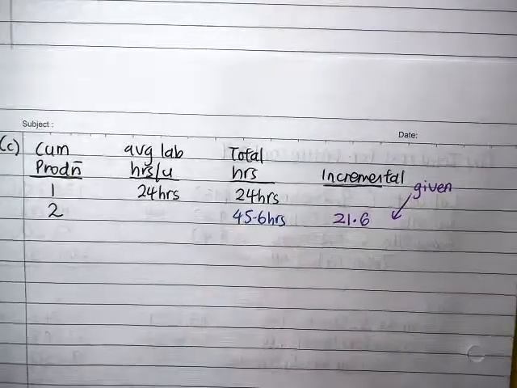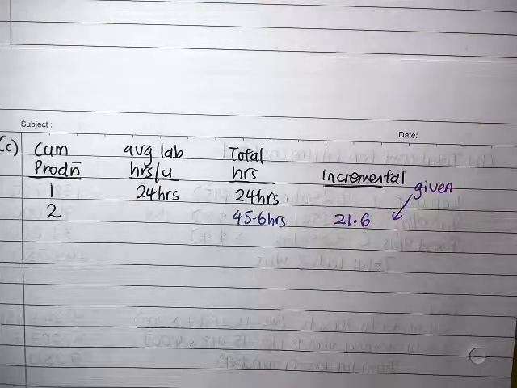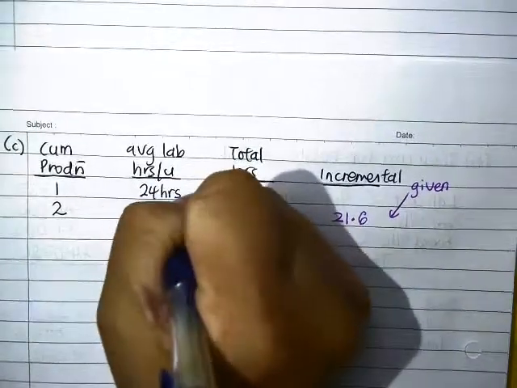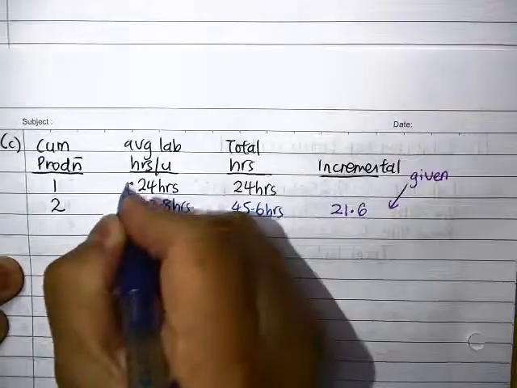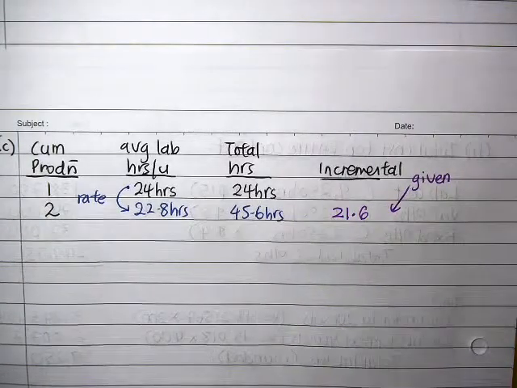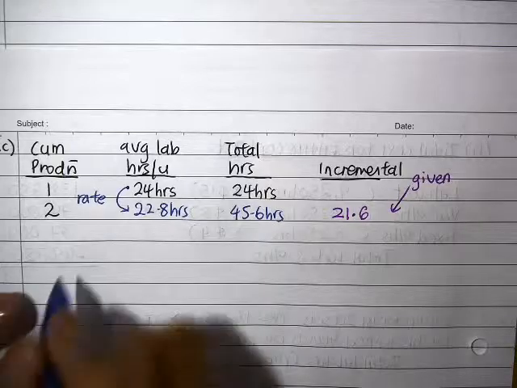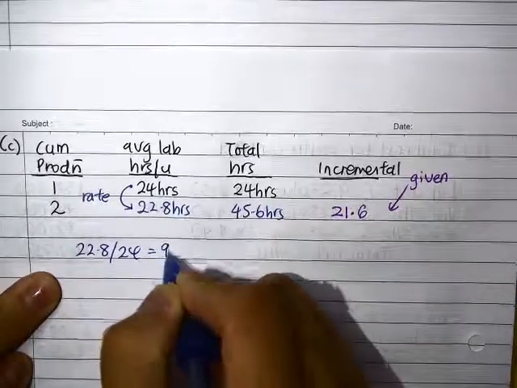Now how do you get 45.6? It must be 45.6 as this times 2, right? That means you divide that by 2, you get 22.8. And this times the rate will equal to 22.8. So what rate is that? 22.8 divided by 24. So if you take 22.8 divide by 24, that equals to 95%, right?